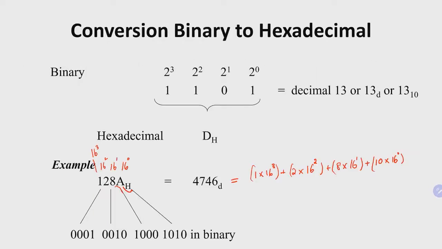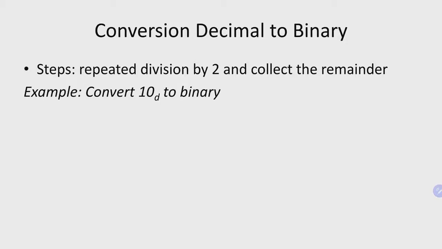Okay, so that is a quick run through of the different numbering systems and how you can convert from one to the other. I have an example here: conversion from decimal to binary. I'm not sure whether you have learned this before, but it is to repeat divisions by 2 and then collect the remainder.